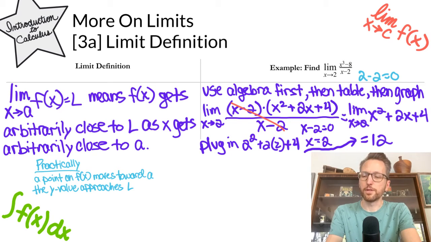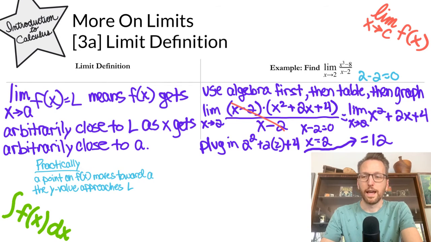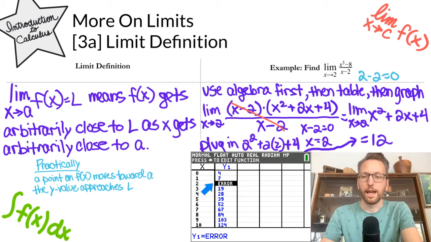Then let's go to your table set, so second window, and make sure you have 0 and 1. So 0 for the table start and 1 for delta table. And then press second graph, which is the table. And you should start at 0, like the topmost x value should be 0. And you see that you could go down to 2 by pressing the down arrow. And then if you arrow right, you see that there's an error at x equals 2.